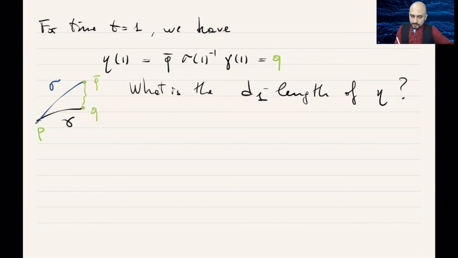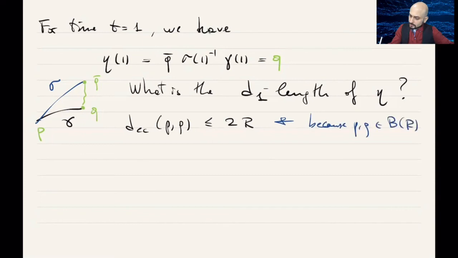So what we have is that the CC distance, the Carnot-Carathéodory distance between p and q, is less than 2r. This was because P and Q were in the CC ball of radius r. Now, the CC distance, as we said, is greater or equal than the d lambda distance between P and Q.